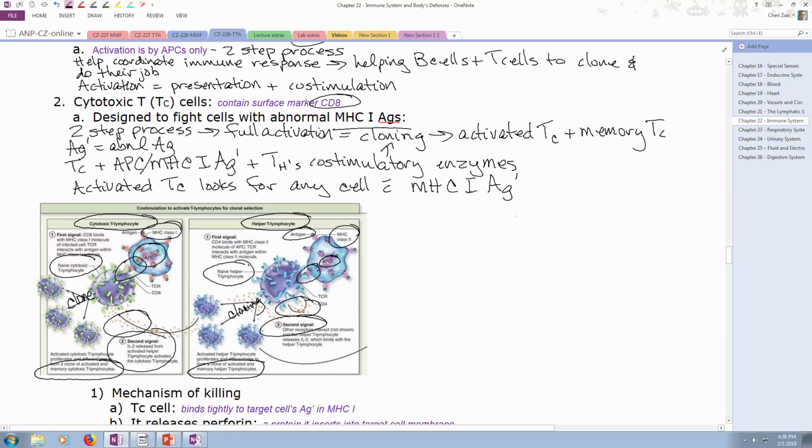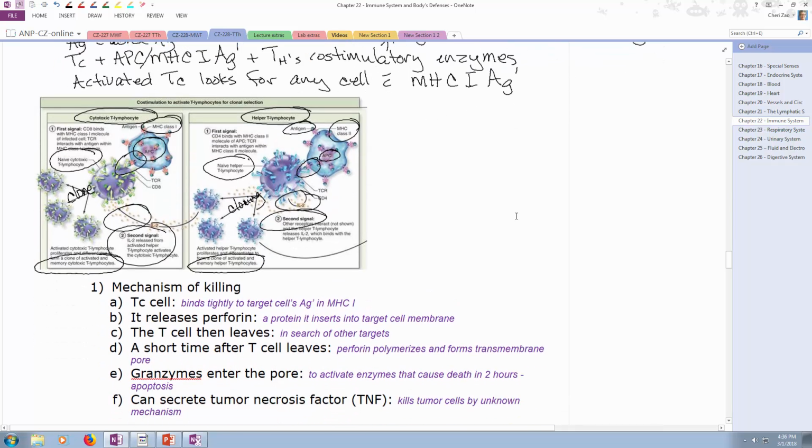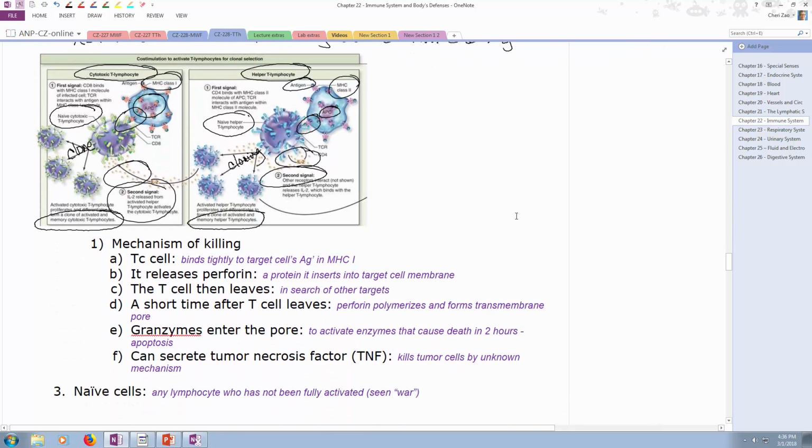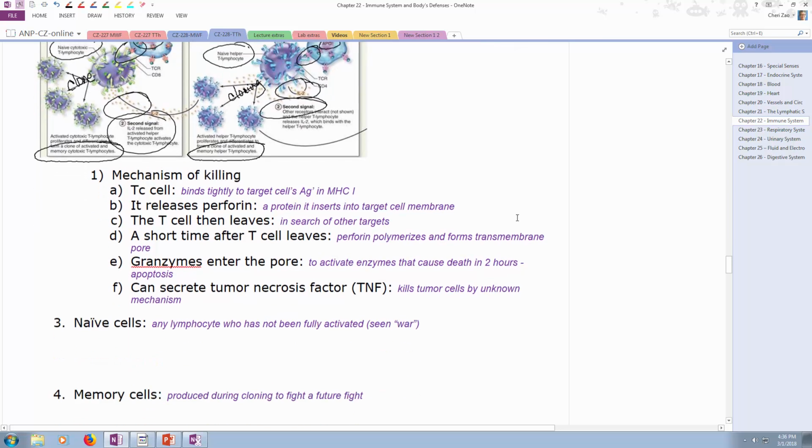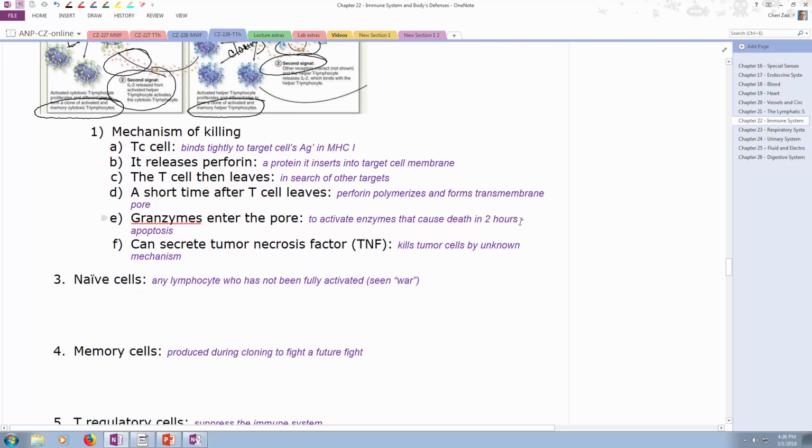Once it finds that cell, it will bind to that cell just like we had the binding with the APC and our naive cytotoxic T lymphocyte. The next thing that will happen is we want to kill that cell because it's wrong. It doesn't belong here. It's either cancerous or virally infected, or maybe it's somebody's transplanted organ. But that's the way our body works.